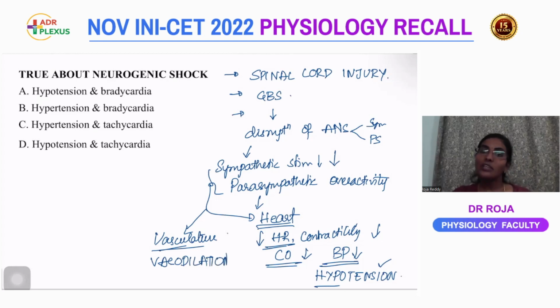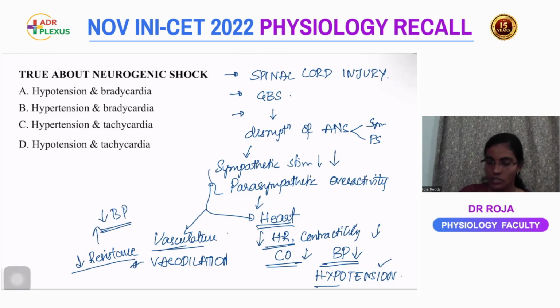Okay. Now, what are the consequences of vasodilation? Vasodilation will lead to decreased vascular resistance. Okay. That will also reduce the blood pressure. Okay, so overall in neurogenic shock, you see hypotension and bradycardia, which is due to decreased sympathetic activity.